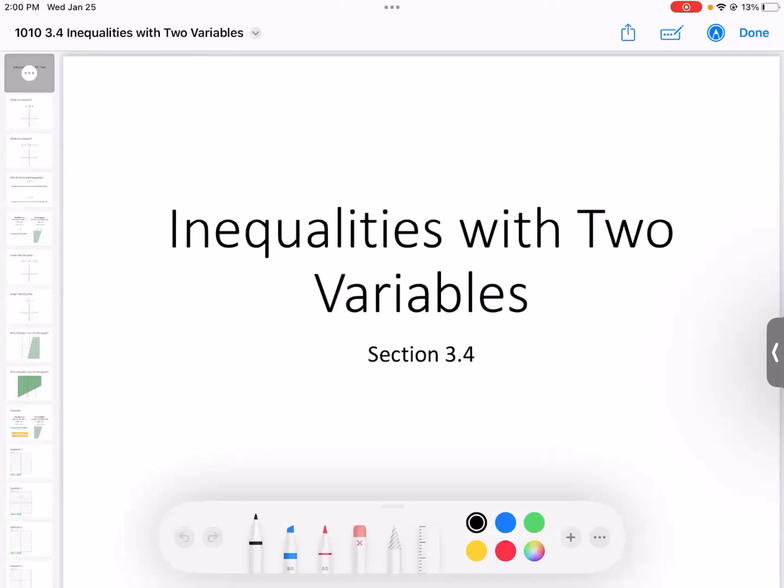So our lesson today is section 3.4, which is about graphing inequalities for two variables. So we've been doing equations with two variables where we would graph lines that represent all of the solutions to two variable equations. And we're going to be doing the same type of thing. We're just moving to inequalities instead of equations.